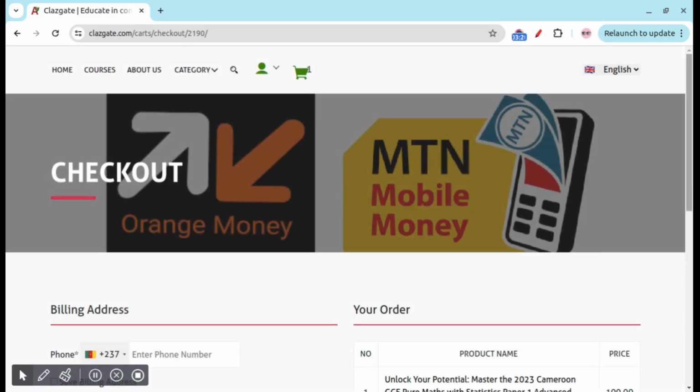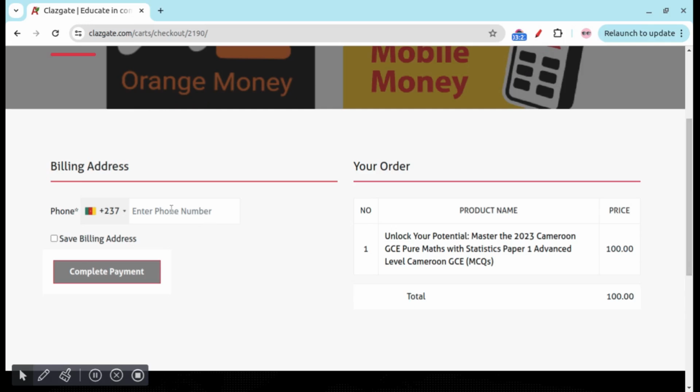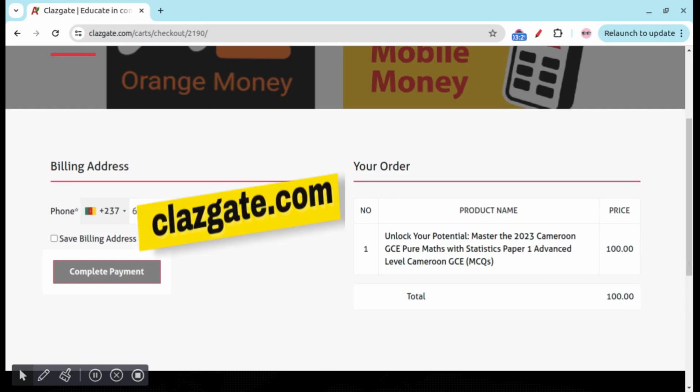On the checkout page, you just have to write your mobile money number. It takes Orange and MTN for Cameroonians. So you write in your mobile money number and complete payment. If you have written the correct Cameroonian number, you see this button turns red. The gray button is now red, meaning you can pay now. So click on the complete payment button.